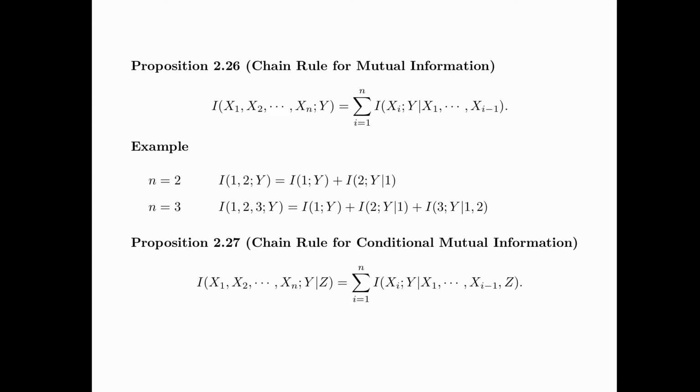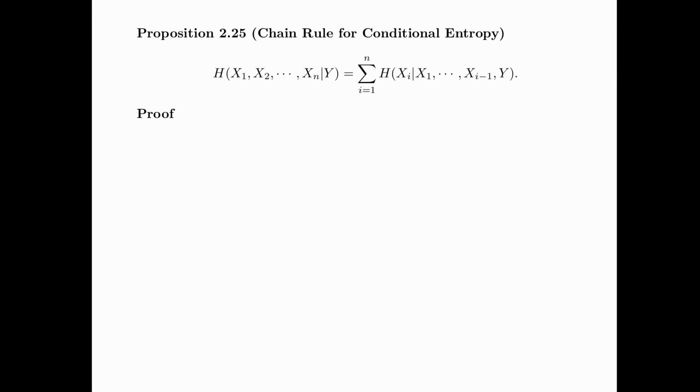Then we also have the chain rule for conditional mutual information, which is exactly the same as the chain rule for mutual information, except that we now condition on a random variable Z. We now prove the chain rule for conditional entropy. First, consider the conditional entropy of X1, X2 up to Xn given Y, which is equal to the entropy of X1, X2 up to Xn and Y minus the entropy of Y. This is just to apply the chain rule in reverse.